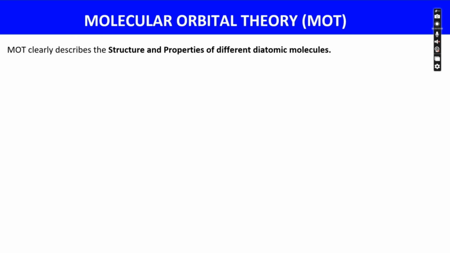N2 is a nitrogen molecule. It is a combination of two nitrogen atoms. O2 is an oxygen molecule. It is a combination of two oxygen atoms, etc. We will see what kind of atomic orbitals will overlap, everything in detail.